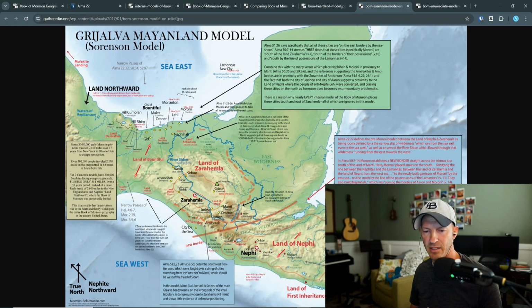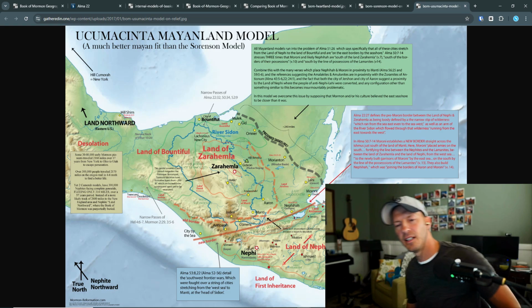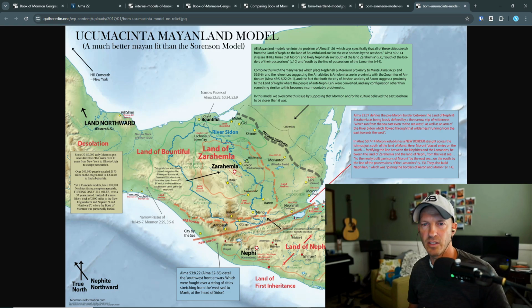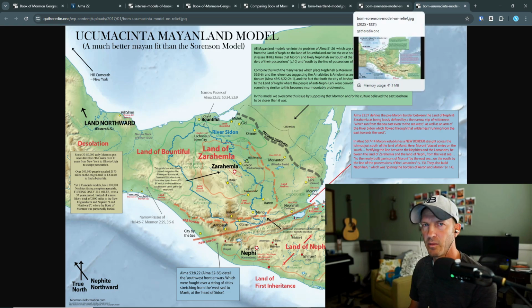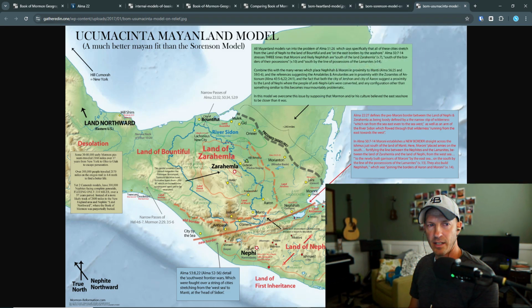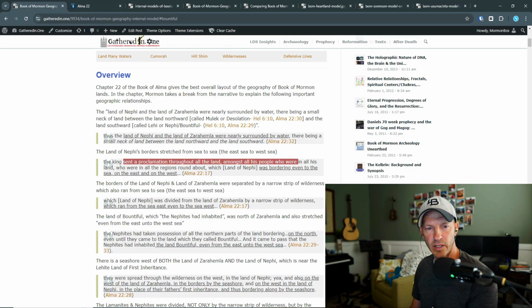So here's the sea east and sea west. Land of Nephi goes between the two. So in both the Usumacinta and the Grijalva meso models, sure, right? Land of Nephi goes from sea east to sea west. So in that one, the meso models are stronger than the Heartland ones, right? But the Heartland models have their strengths in other areas. Okay, so let's head back and go to our next one.